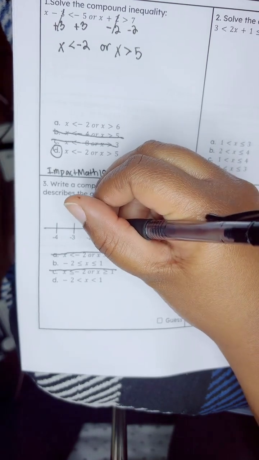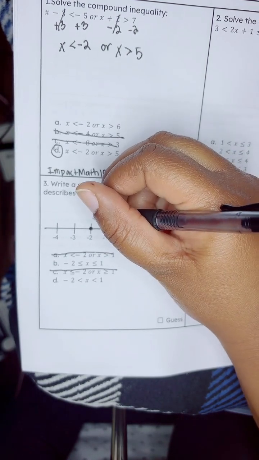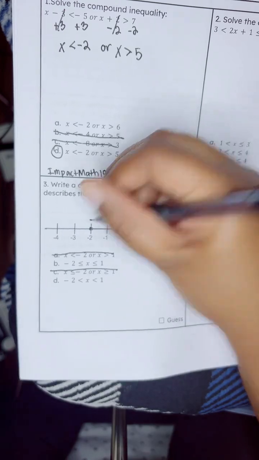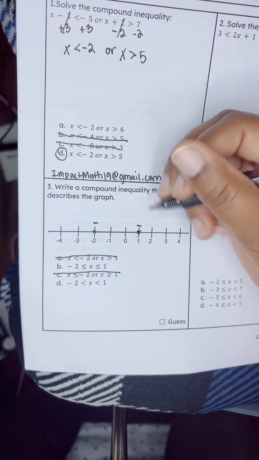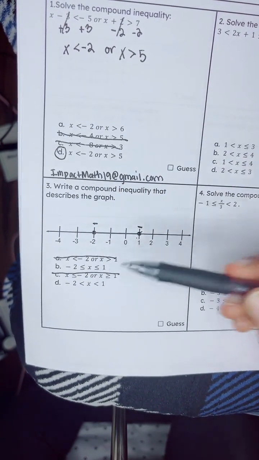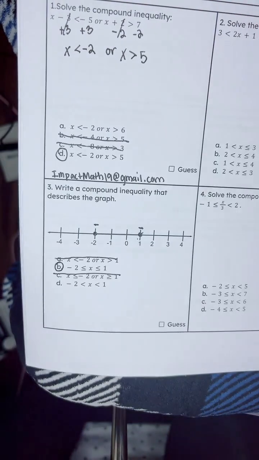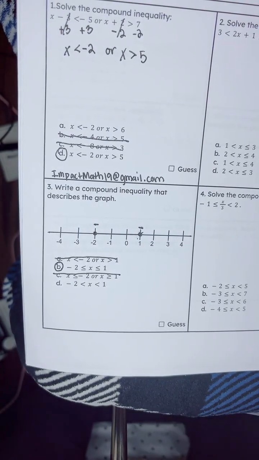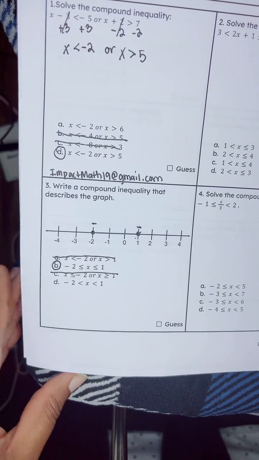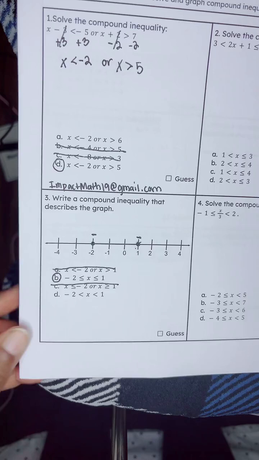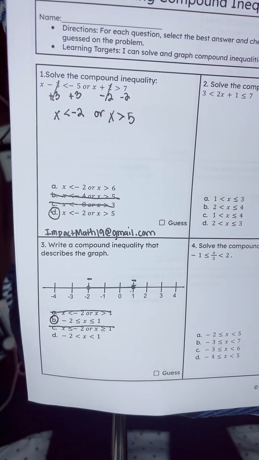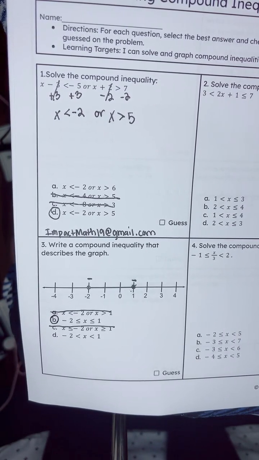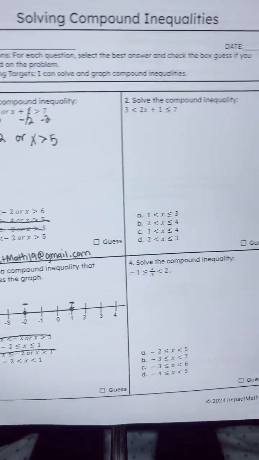solid circles. This is a solid. That means your inequality has to have an equal sign underneath it. Because this is a solid circle, it has to have an equal sign. Well, the only one that has an equal sign is B. And B is our answer. Any questions just on that, you guys? Okay, good. All right, let's go to the next.